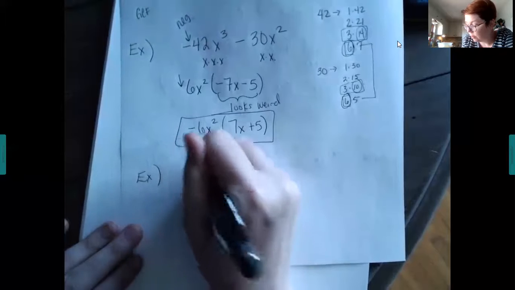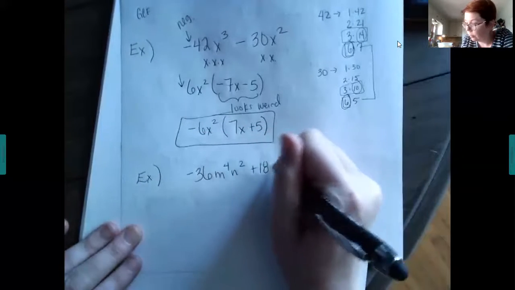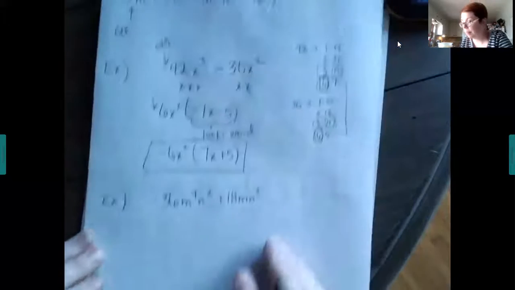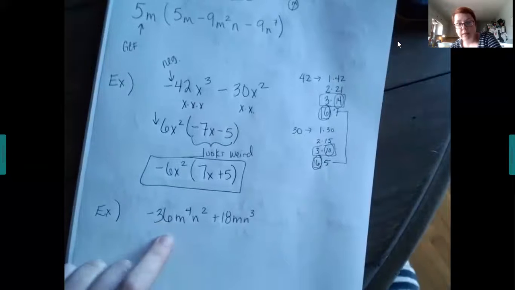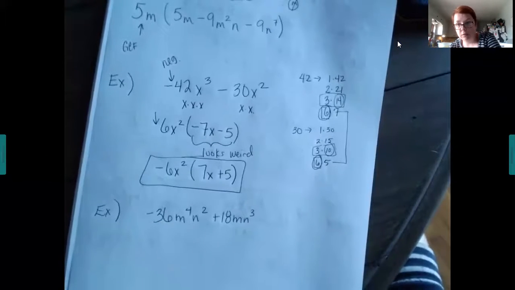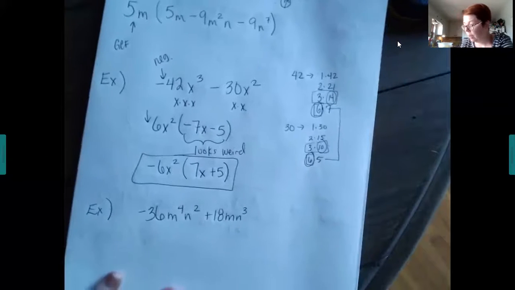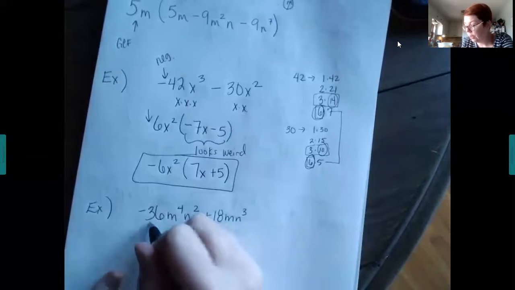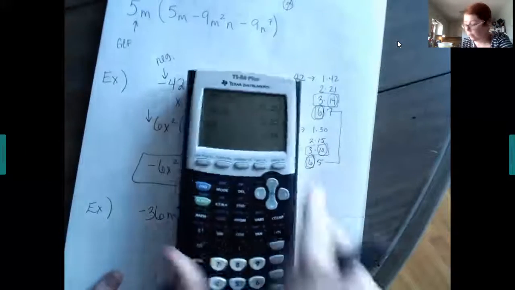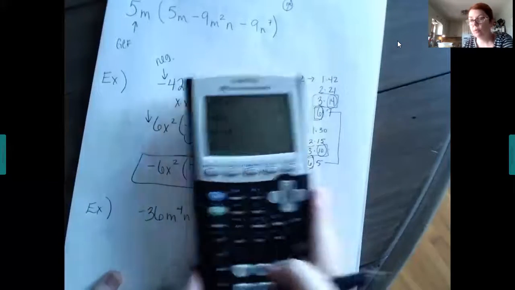And last but not least, I'll do this one. So here, our leading term is negative. I kind of stole this from the homework. They want you to factor out a negative with that GCF. So we think about 36 and 18, okay? So can we divide 36 by 18? Let's find out. Heck yeah, we can. So that's good.